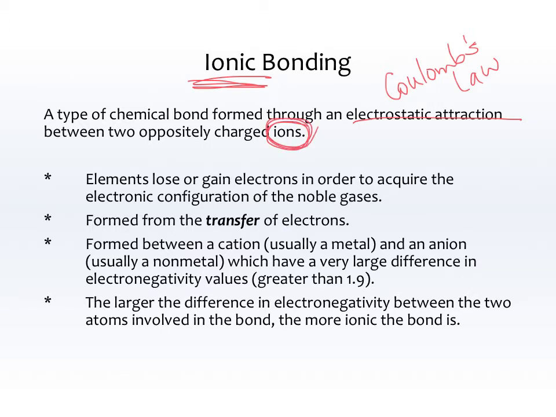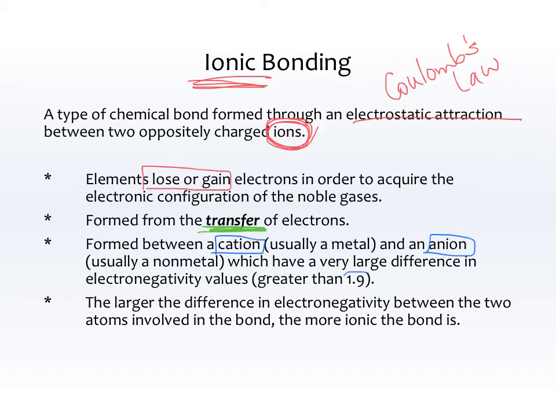So within ionic bonding, elements lose or gain, no sharing happening here, electrons in order to acquire the electronic configuration of the noble gases, formed from the transfer of electrons. They are losing and gaining, not sharing. They're formed between a cation, that's the positive ion, which is usually a metal, and an anion, that's the negative ion, which is usually a nonmetal. That's opposite sides of the periodic table, which have a very large difference in electronegativity.